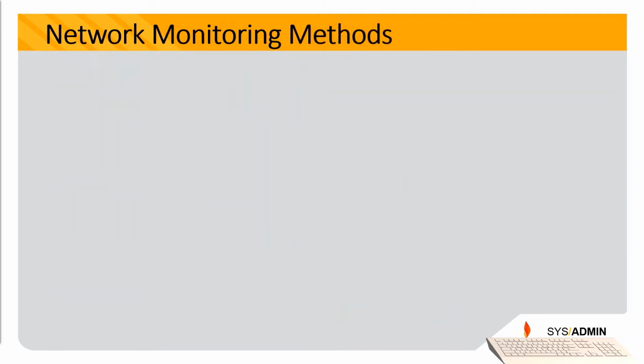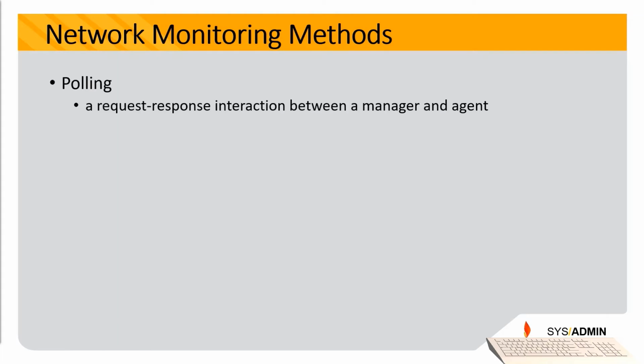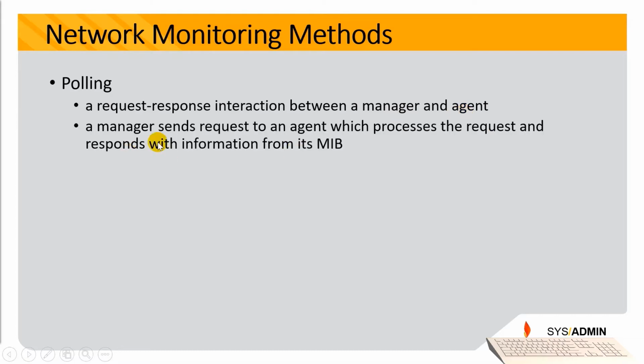Next, network monitoring methods. So how do we monitor the network? One is via polling. When you say polling, this is a request response interaction between the manager and the agent. Polling is basically initiated by the manager going to the agent. So a manager sends a request to an agent, which processes the request and responds with information from its MIB. For example, if I am the systems administrator seated in a computer where I control and configure a router, I am using PuTTY. PuTTY is basically my manager.